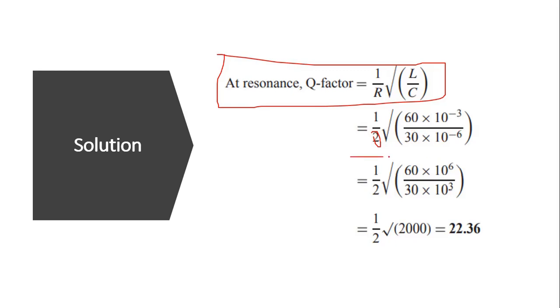If you do the multiplication, find the square root and multiply by half, you are going to get this. Note that it does not have any unit. So that is that about that.